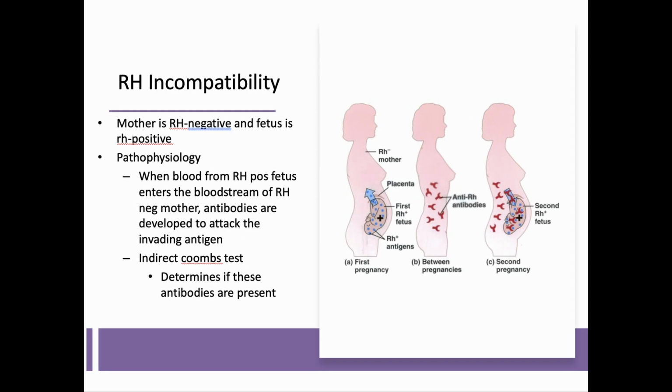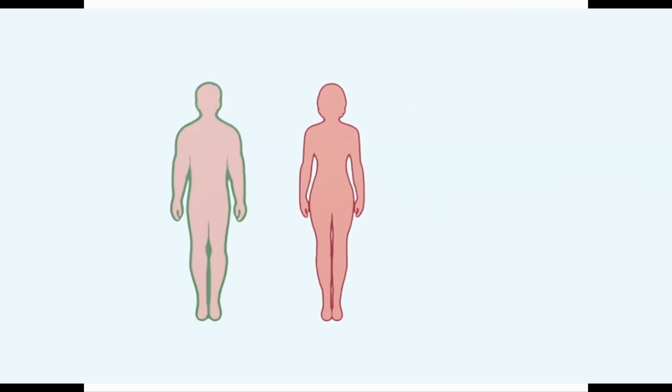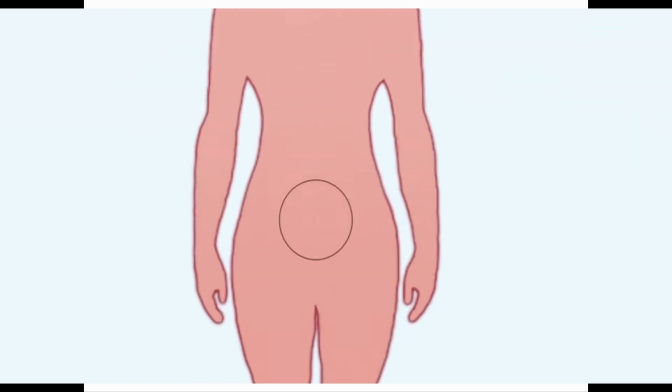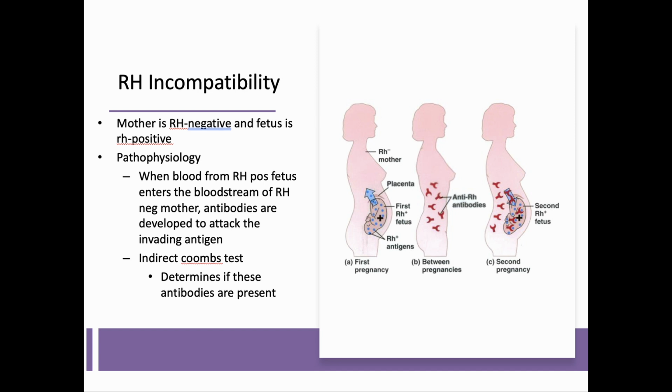RH incompatibility, so we spoke a little bit about this with RhoGAM, right? What RhoGAM does for us. So mom is RH negative and the baby is RH positive. So when the blood from the RH positive baby enters the bloodstream of the negative mom, antibodies will develop to attack that invading antigen, right?